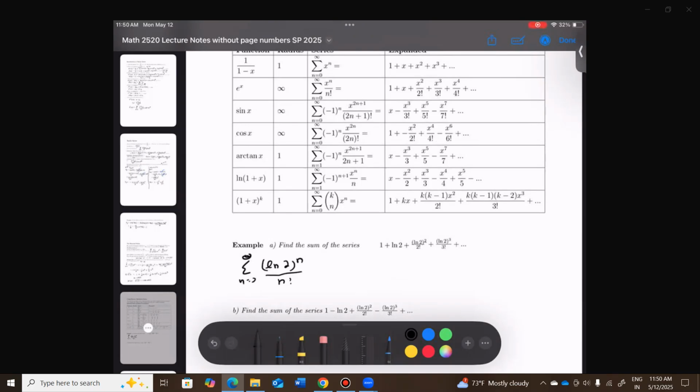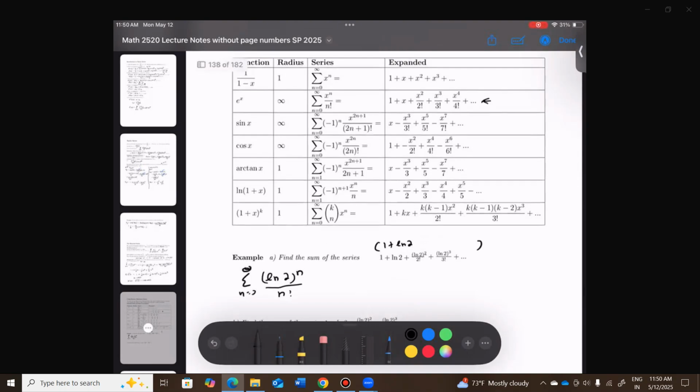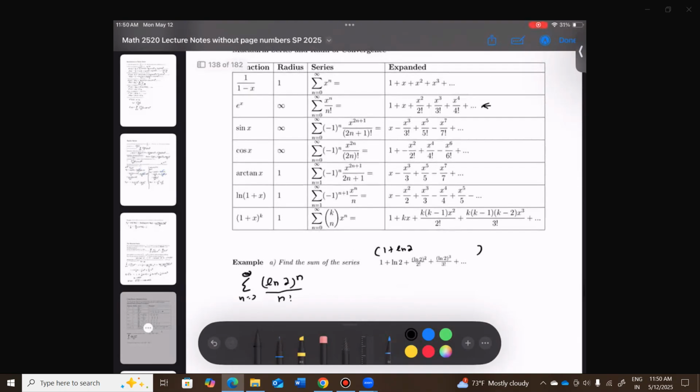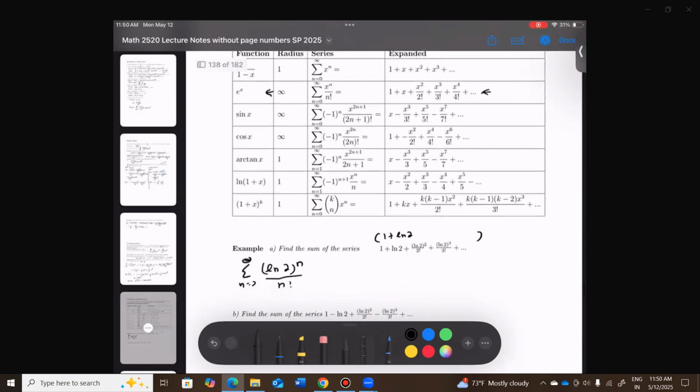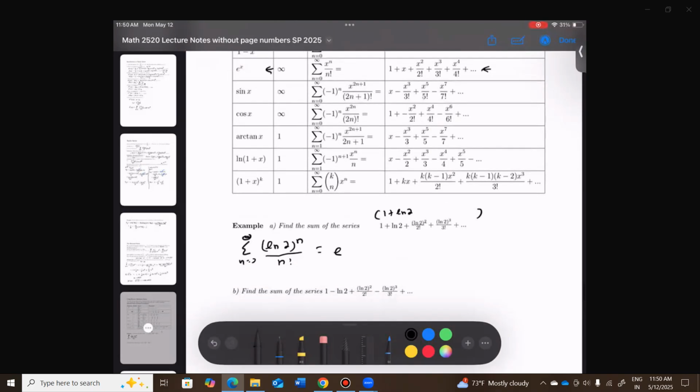And if we notice, if we expand this out, this particular one will have 1 plus natural log of 2, and natural log of 2 squared over 2 factorial, natural log of 3 squared over 3 factorial. So we're looking at this second one, which comes down to the function e to the x. So we're looking at e to the natural log of 2, which is going to be equal to 2.